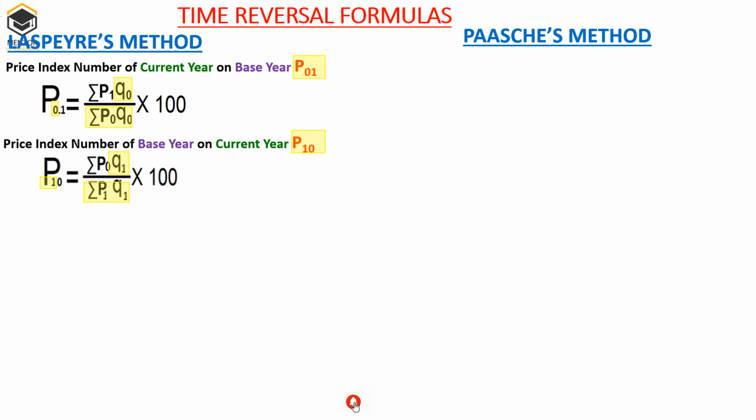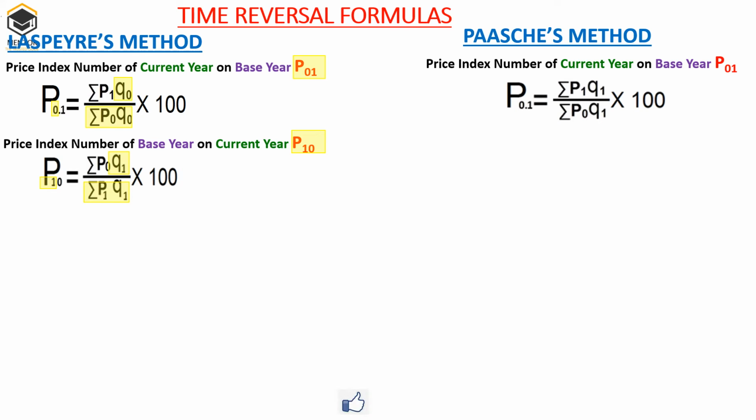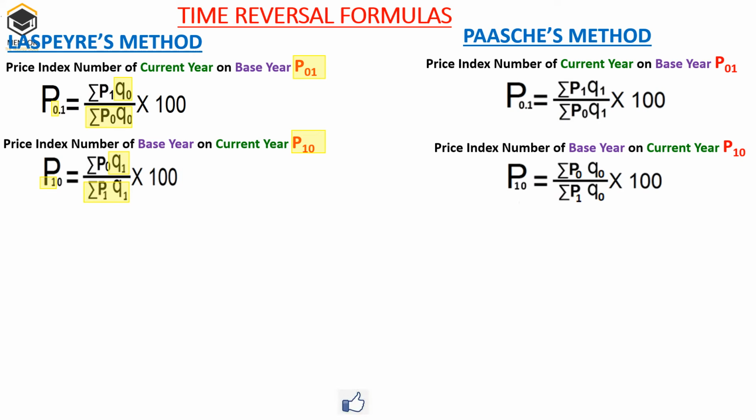Next, the Paasche method. Under the Paasche method, the author has given the weight to the current year. So for the price index of the current year on the base year, the formula is P01 equals summation P1Q1 divided by summation P0Q1 into 100. Next, the price index number of the base year on the current year. Now we have to create the price index on the basis of the base year on the current year. So P10 is equal to summation P0Q0 divided by summation P1Q0 into 100.